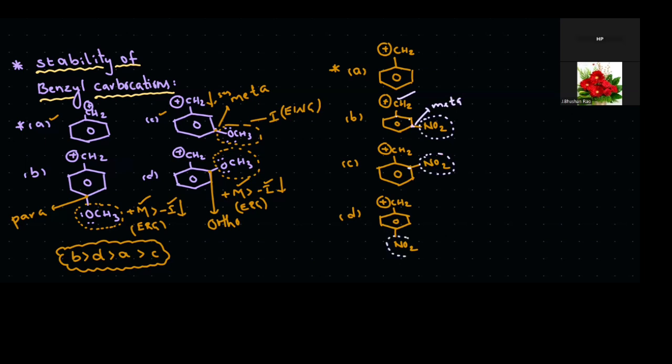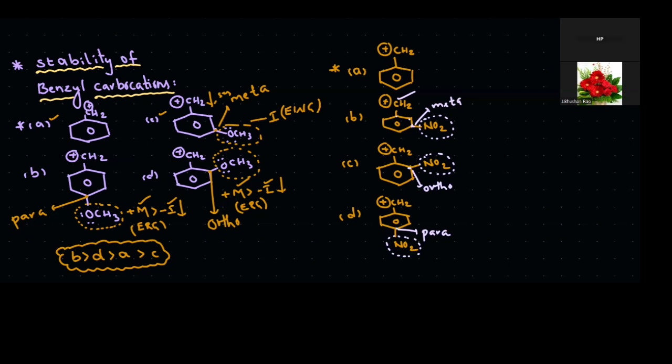Now this is ortho, and this position is para. Okay, these are the positions. Now, if any group is present at the meta position with respect to the carbocation, only the inductive effect is always present. Now, this NO2 group acts as a minus I.